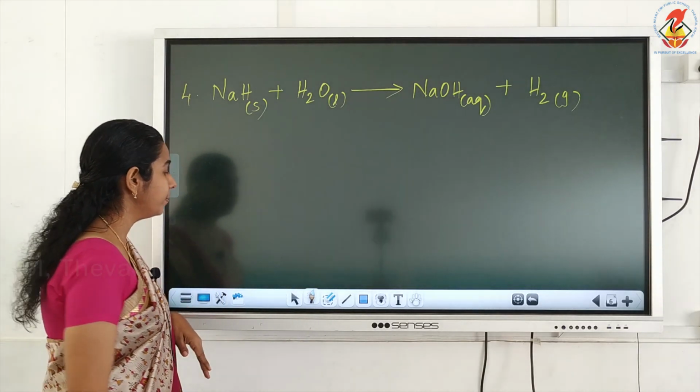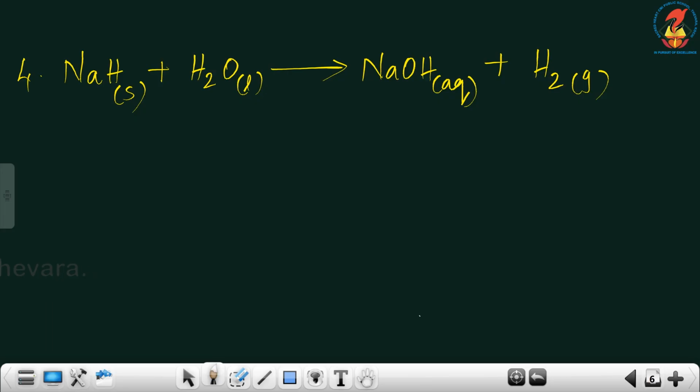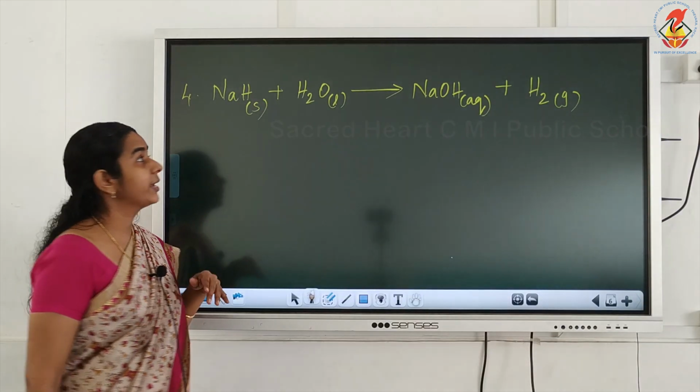Now the last example given. So here also another equation is given. We have to show that it is a redox reaction based on oxidation number. So when we get such an equation, the first thing is to assign the oxidation state or oxidation number of each and every atom or element given in the equation.